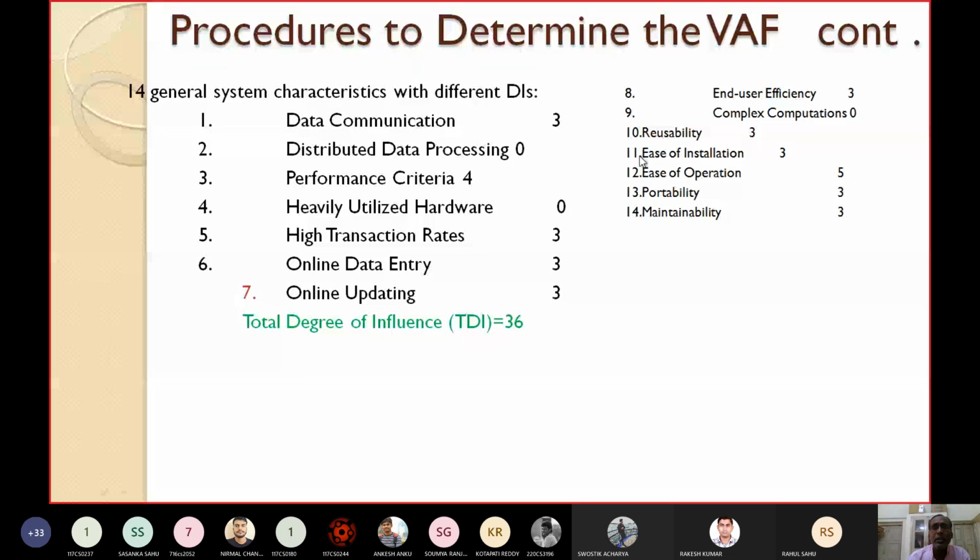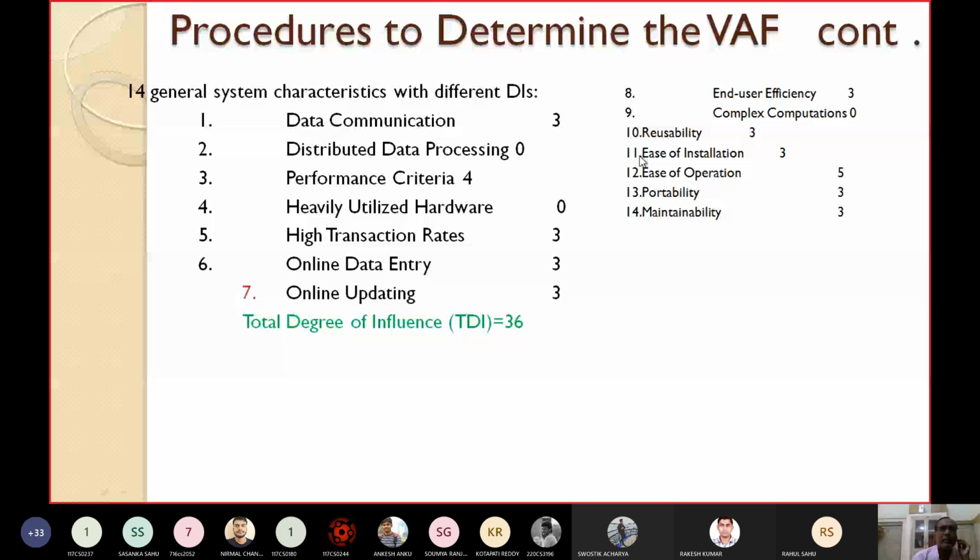Okay, so this is again for the second example I have taken. VAF will now be, 42 is replaced with 36, this will be 1.01. So the value is 55.55. So the value of the adjusted factor depends on the influences of the general system characteristics.